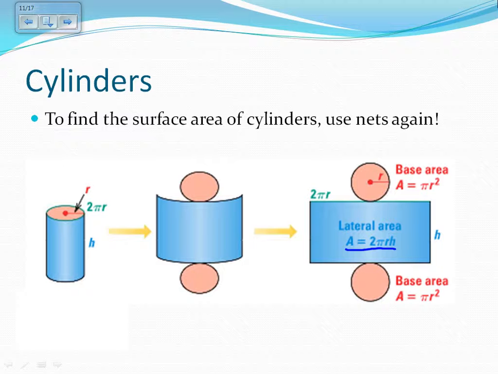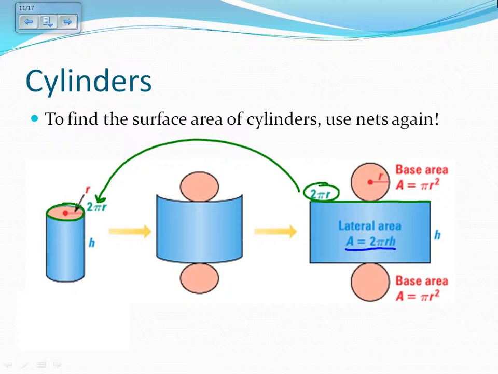The hard part comes, I need to do h times whatever the other side is. Now, you see this light green line? Sorry, that was supposed to be green. See this green line right here? It says that that is 2 pi r. What does 2 pi r stand for? Do you see that this green line is repeated right here?